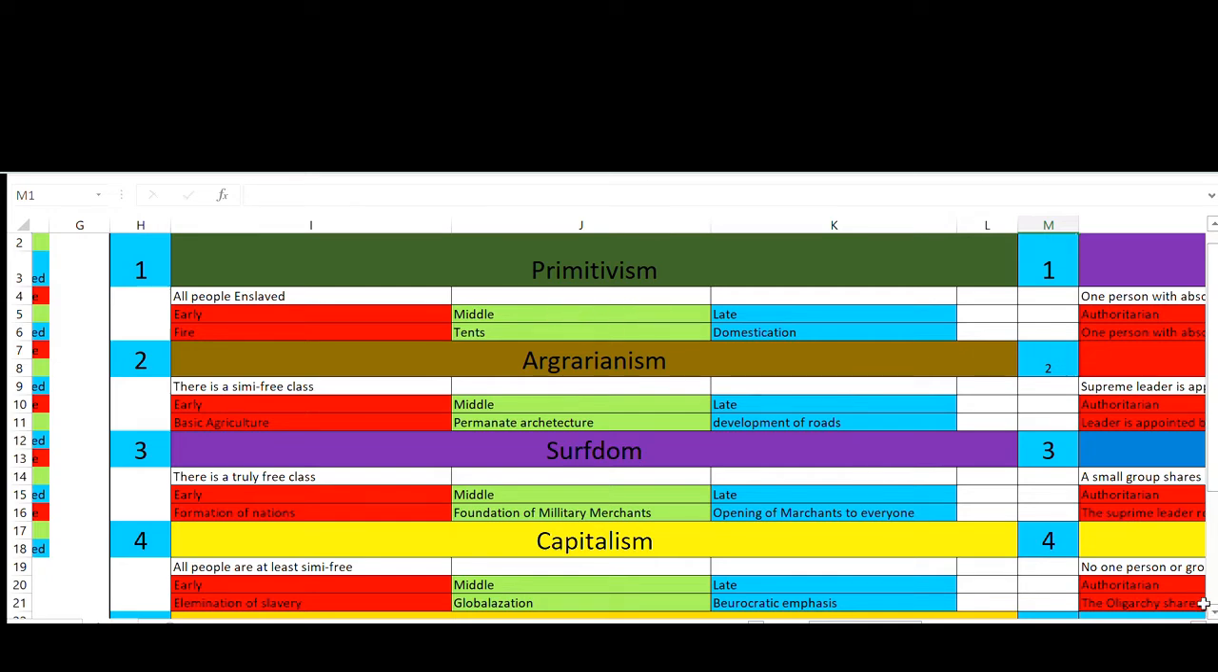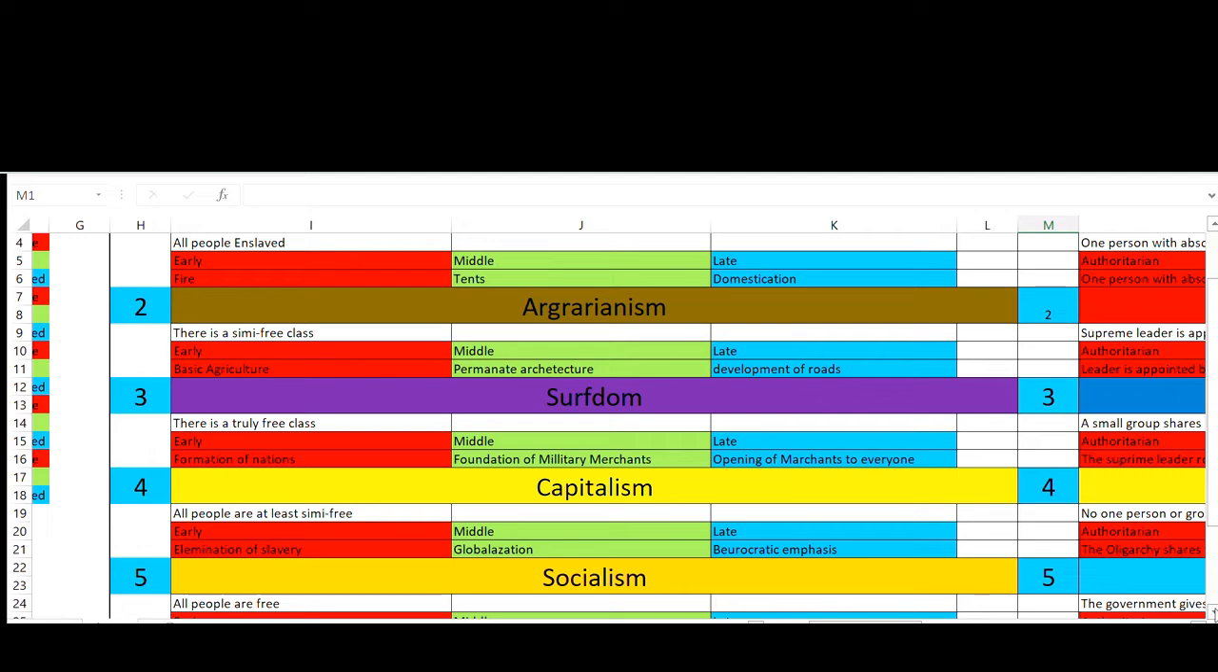But now that we've reached late primitivism, we can go down to the second stage, which is agrarianism. Agrarianism is basically where people learn how to garden, basically cultivate food. People learn how to cultivate food to a significant degree. Under agrarianism, there is a semi-free class and there is an enslaved class of people. So there's a class of people that are enslaved, and then there's a class of people that are semi-free. They have some control over their time and their lives.